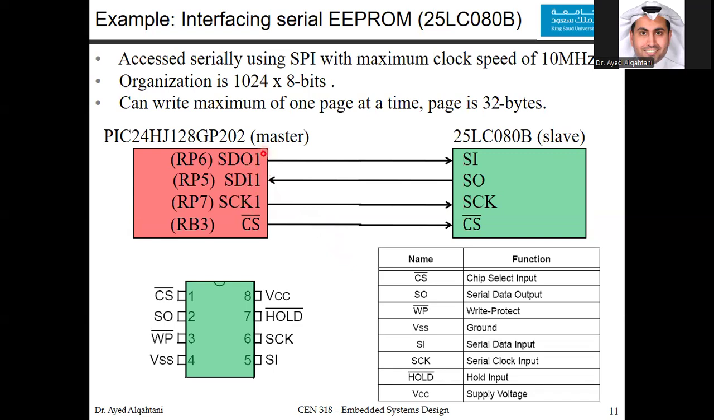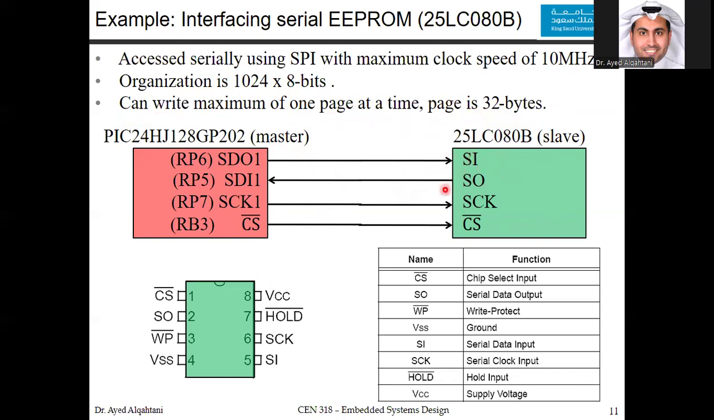Same 4 wires for the master, and now they are connected to the EEPROM. The SDO is connected to the SI. The SDI is connected to the SO. So now the direction is this way. And the clock and the chip select are provided by the microcontroller and sent to the EEPROM. This EEPROM is accessed serially using the SPI with a maximum clock speed of 10 megahertz. That's the specification of the EEPROM. The organization is 1024 times 8-bit. However, the transmission happens serially bit by bit. And it can write a maximum of 1 page at a time, and the page is 32 bytes. Now let's look at the pin diagram.